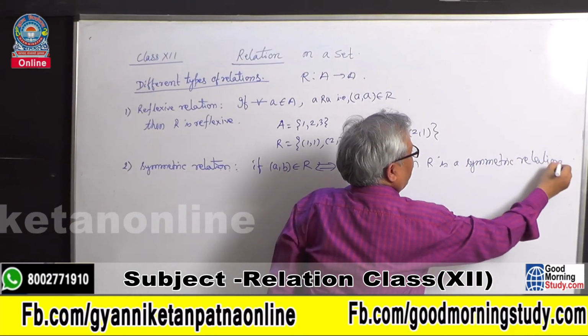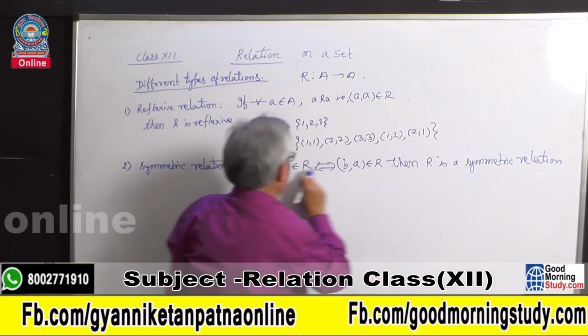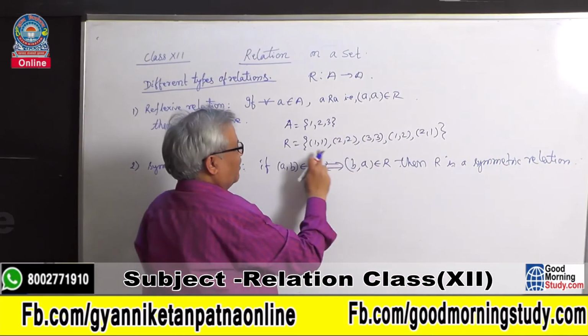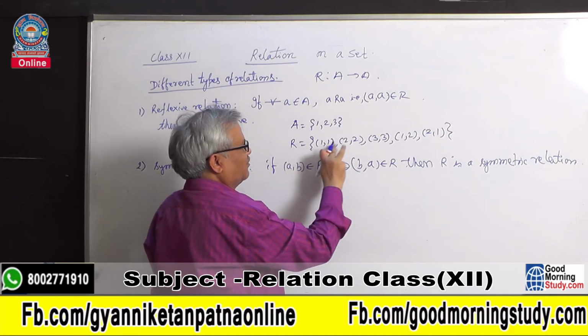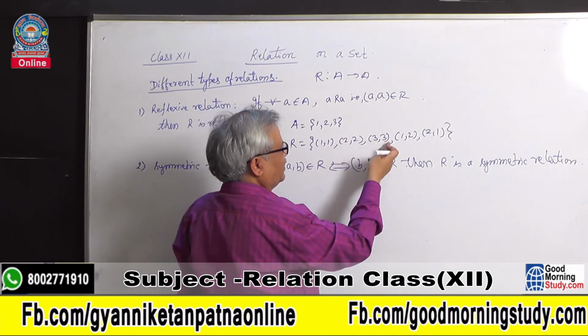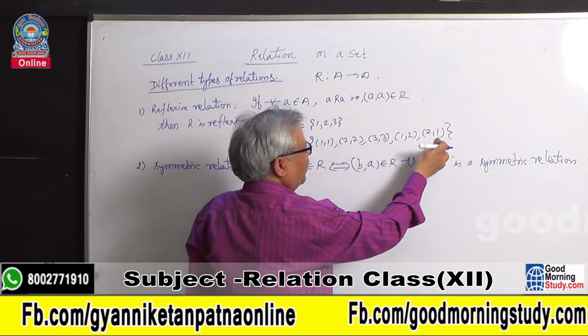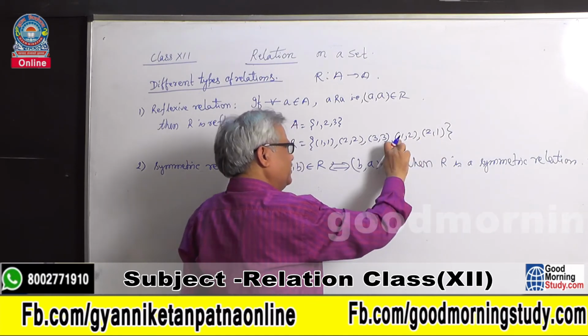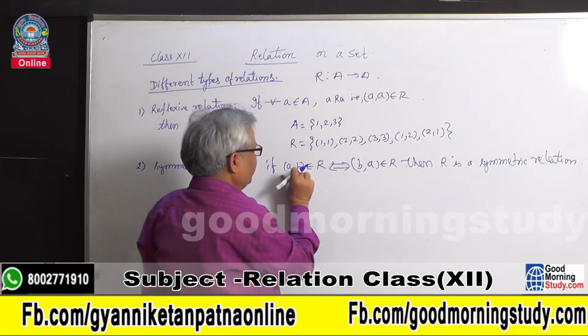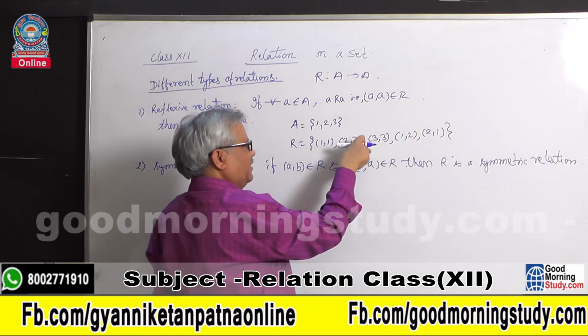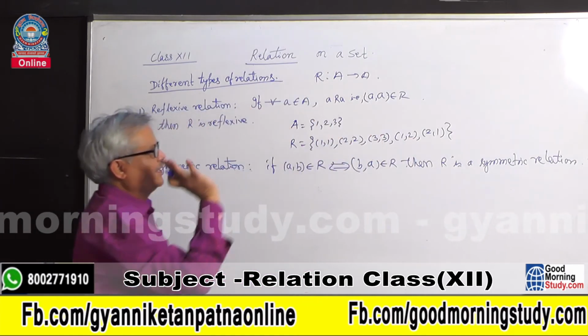The above example is sufficient to describe the symmetry. Because for (1,1) the reverse is (1,1), (2,2) the reverse is (2,2), (3,3) the reverse is (3,3), that all are here. (1,2), its reverse is (2,1), that is here. (2,1), its reverse is (1,2). So every element (a, b) has (b, a) in the same relation. So this relation is symmetric as well.